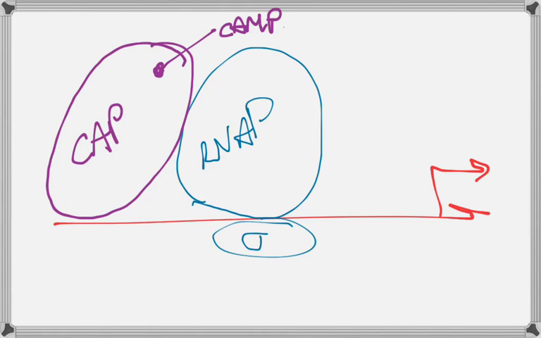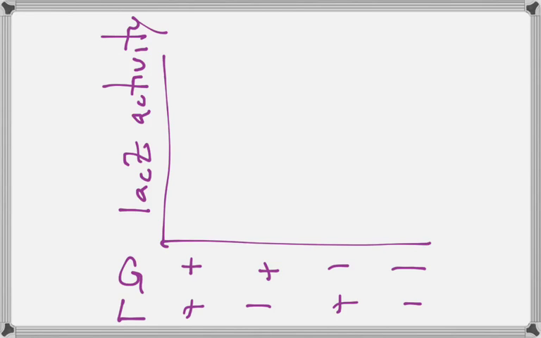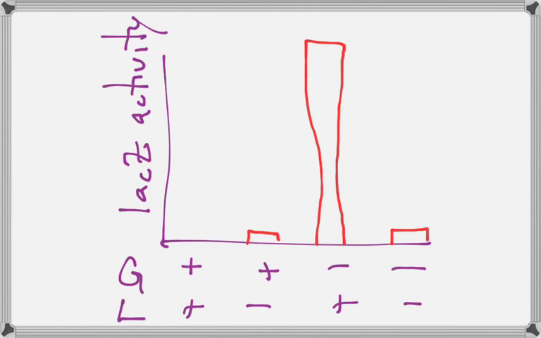Sometimes we can observe what we call leaky expression. If we were to look at this in terms of graphical data, and there are ways to analyze this pretty easily, we set a graph up with LAC-Z expression or LAC-Z activity on the y-axis. We have our 4 conditions: with glucose, without glucose, with lactose or without. What we typically see is the following. If lactose is absent, no expression. It doesn't matter if glucose is there or not. If lactose is present and glucose is absent, we see lots of expression. This is the optimal or ideal condition.